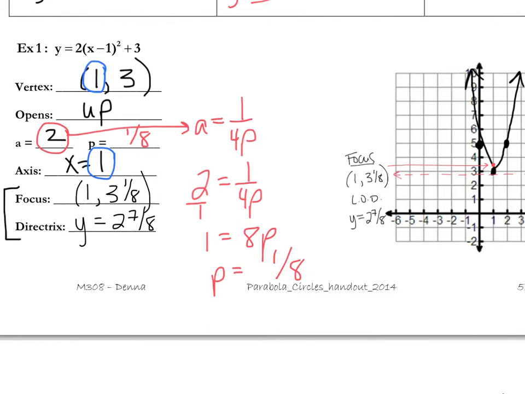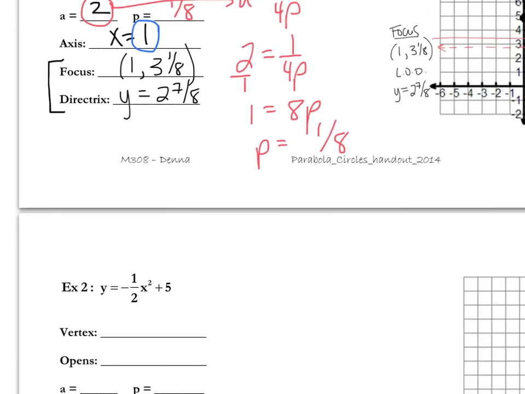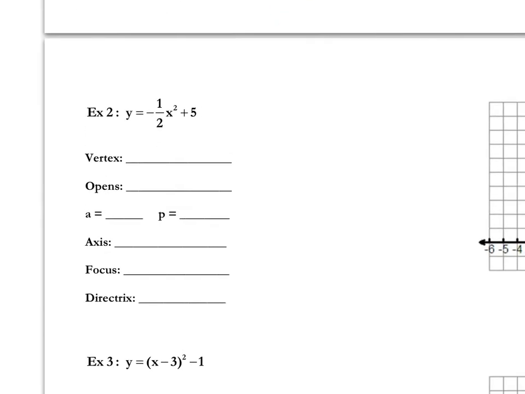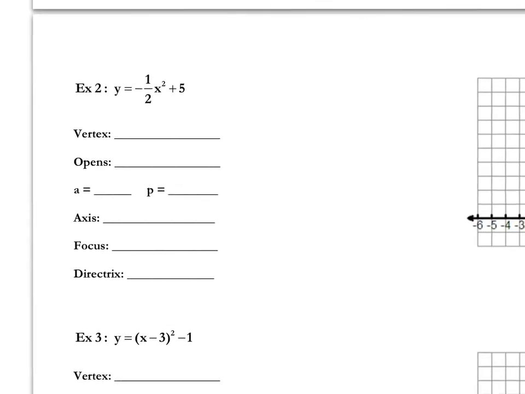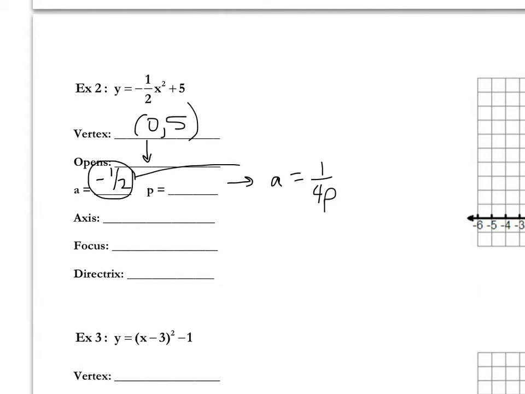Let's do 2 more. Okay, so the second formula, y equals -1/2 x squared plus 5. There's no number moving this graph left or right, so our vertex is going to just be at 0, 5. It's going to open down because the a value is negative, and the a value actually is -1/2. Let's use the formula a equals 1/4p to figure out what the p value is. So again, that -1/2 just gets plugged in for a.